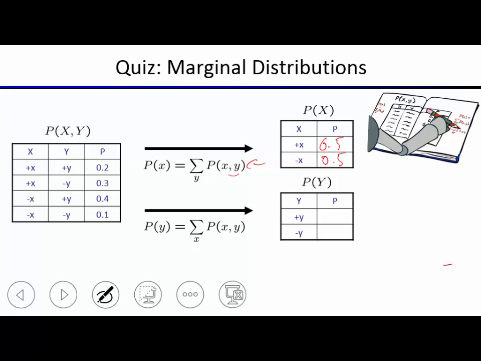Marginal for y. What's the marginal probability for plus y? We sum over all possible values x can take on while we keep y fixed to the entry we're interested in. Plus y is sitting here and here, so that sums to 0.6. Then for negative y, we know what's left is 0.4, and we can fill that in too.